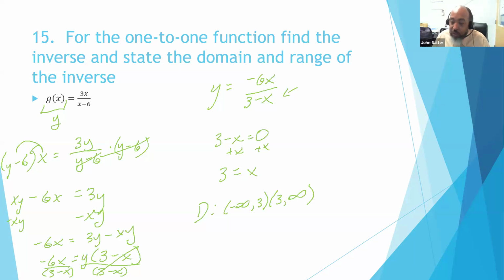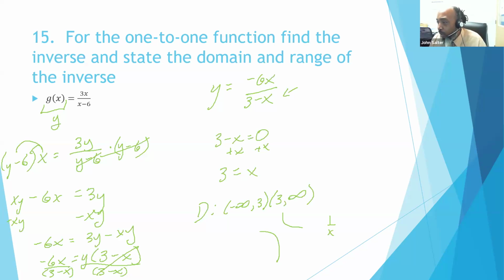What would my range look like? Well, what would the parent function of this particular thing look like? Negative 6x over 3 minus x. If I was to graph it, it will probably look something like this, similar to my 1 over x, which is essentially the parent function here.